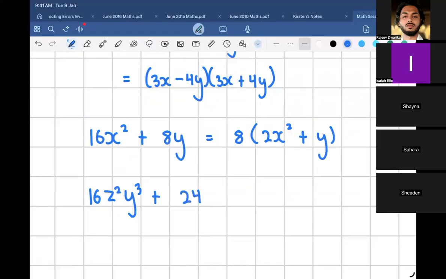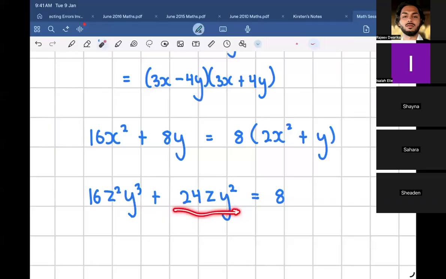So, Shayna, first of all, are there any common factors between 16 and 24? 8. That's correct. So I could pull out 8. Next thing, Shayna, could I pull out z squared from this? I could pull out z squared from the first term, right? But could I pull out z squared from both?